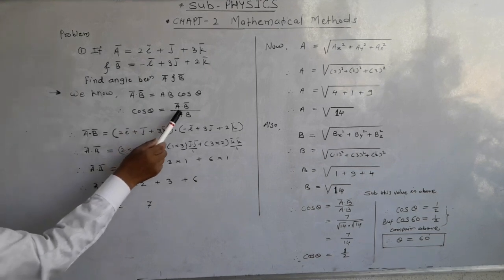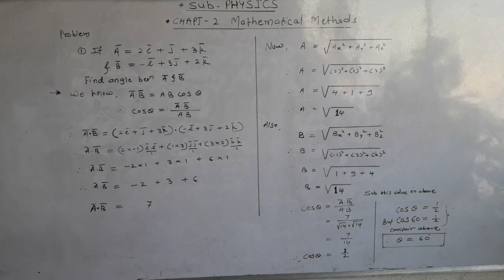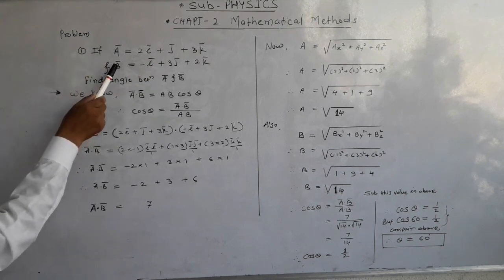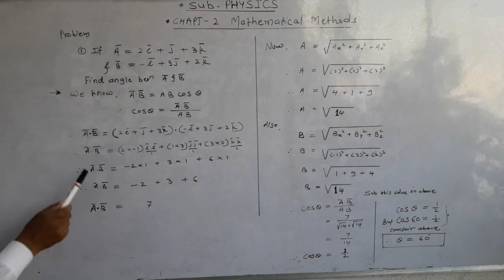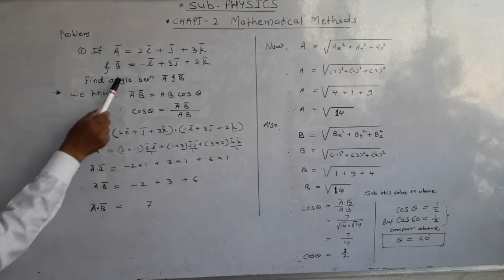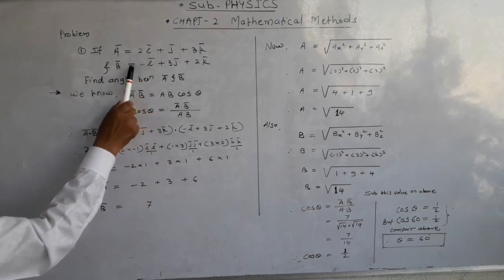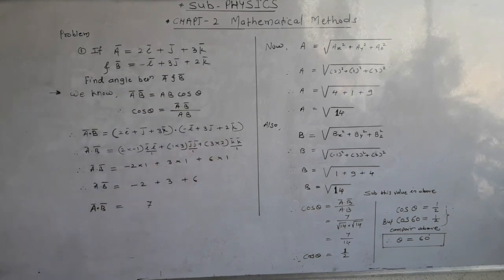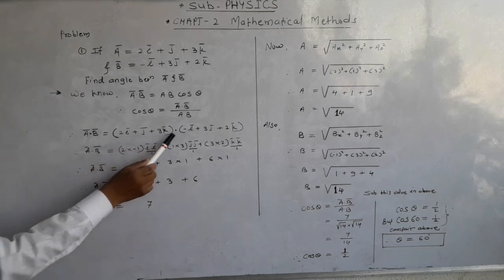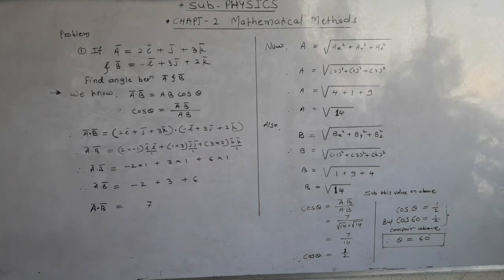First we have to find the dot product, that is A bar dot b bar. We know A bar and we know b bar, so initially we find the dot product between them. Therefore, A bar dot b bar is equal to 2i plus j plus 3k dot minus i plus 3j plus 2k. How can we solve this dot product? The coefficients of i, j and k can be multiplied with sign.